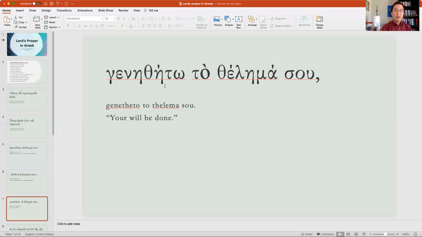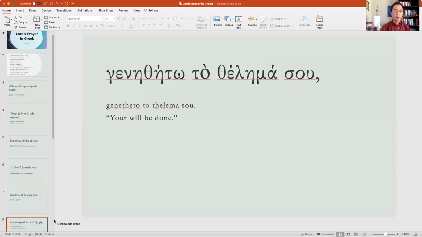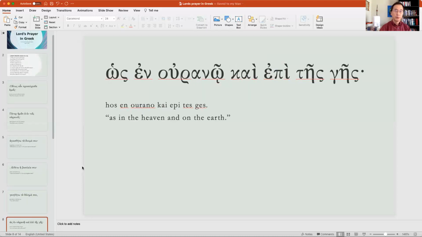Genethetō, let it come, right? So hold this piece together. Repeat after me. Genethetō to thelēma su, which means your will. Genethetō, will be done. So your will be done. Genethetō to thelēma su. Beautiful. You did a good job. Let's continue.